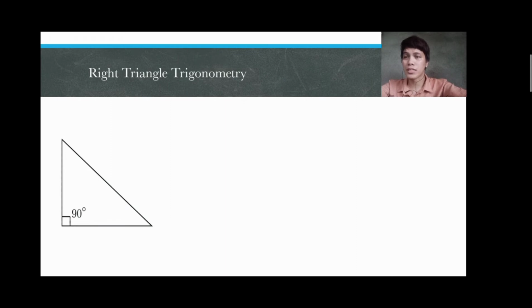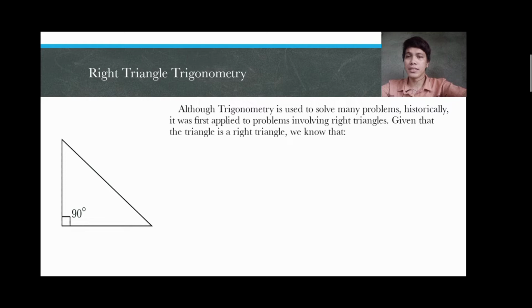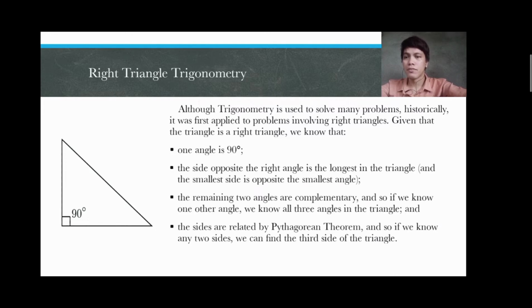First, we're going to discuss right triangle trigonometry. Although trigonometry is used to solve many problems, historically, it was first applied to problems involving right triangles. Given that the triangle is a right triangle, we know that first, one angle is 90 degrees. Next, the side opposite the right angle is the longest in the triangle. And also, the smallest side is opposite the smallest angle.